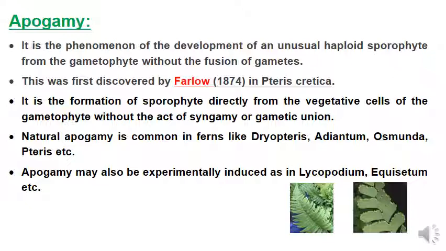Apogamy is the phenomenon of formation of sporophyte directly from the vegetative cells of the gametophyte without the act of syngamy and gametic fusion. Syngamy is when one male gamete fuses with one egg cell present near the synergids in angiosperm plants during double fertilization; it forms the zygote which is diploid in nature, and then the zygote is converted to embryo, and the embryo is converted to the plant. But here that syngamy process does not take place.